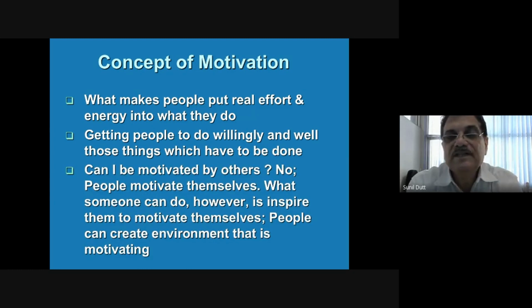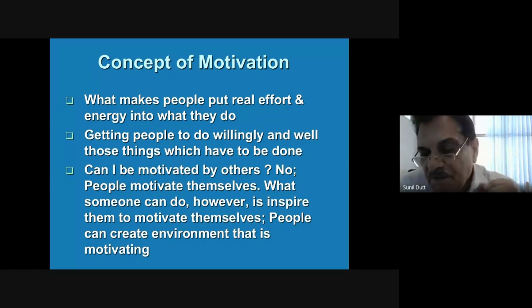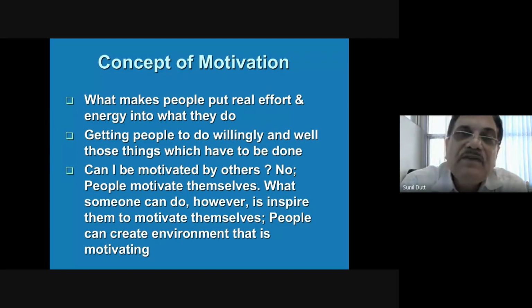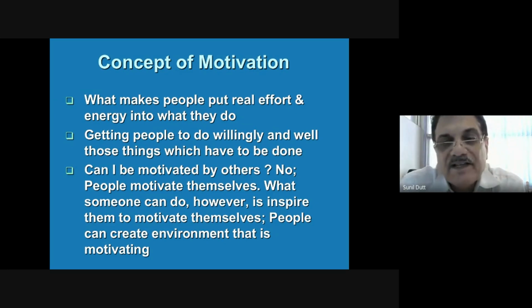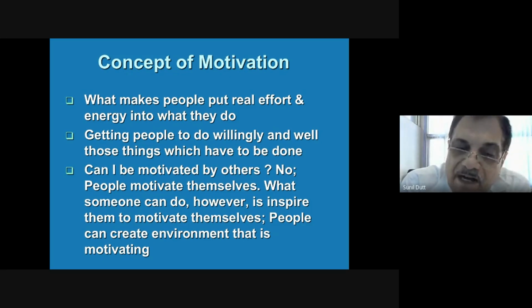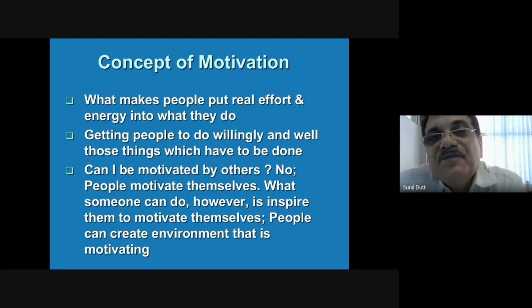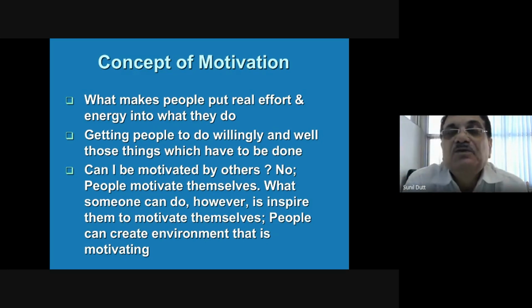Now, the question is, can I be motivated by others? No, people motivate themselves. What someone can do, however, is inspire them to motivate themselves. So people can create an environment that is motivating. You have to choose yourself.